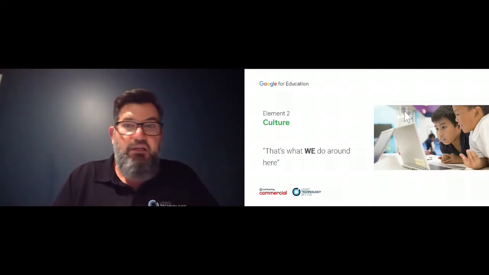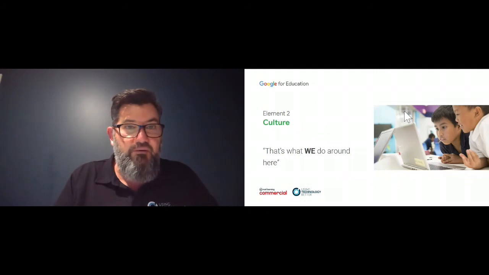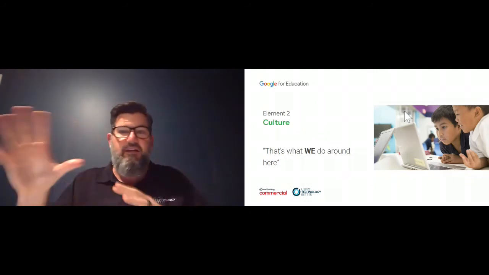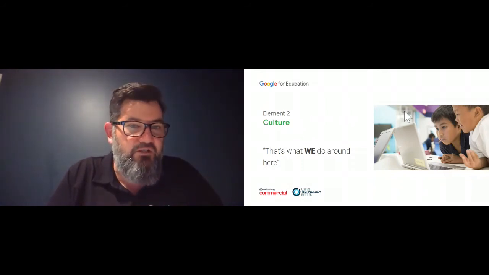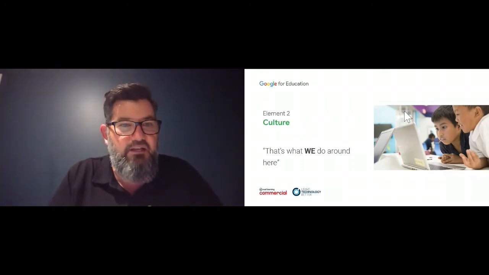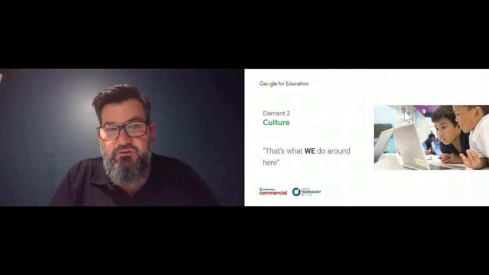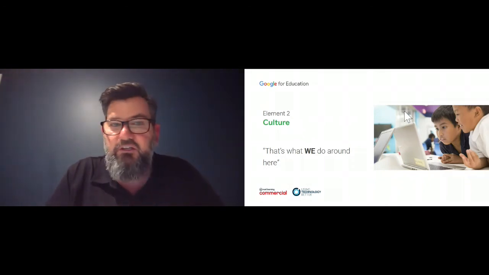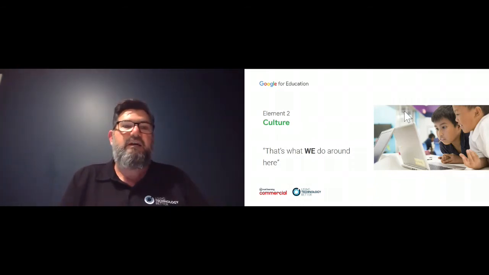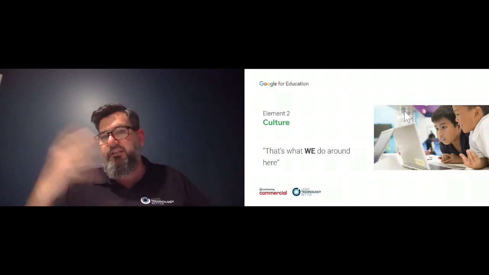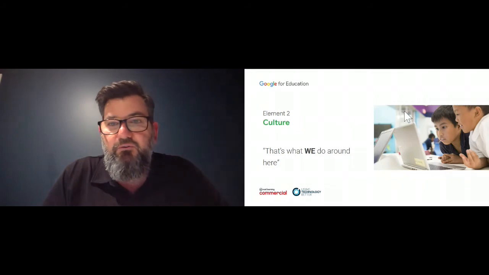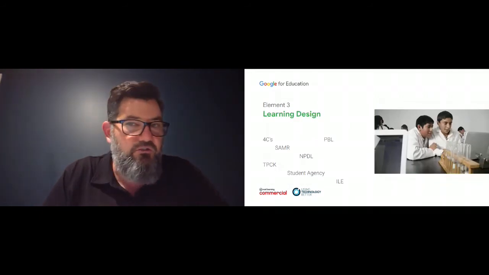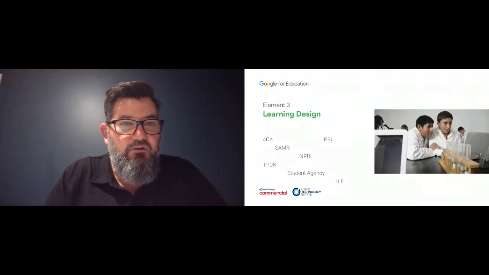So the next element around culture is learning design. And again, these aren't necessarily in order. We're just putting them up. But you've got so many different options. You've got the 4 C's, and some schools are down into the 6 C's now. You've got SAMR models. You've got TPACK models. You've got new pedagogies for deep learning. You've got project-based learning. You've got student agency. We've got innovative learning environments. We've got all sorts of things, blended learning. It's all happening, right? So we've got so many different ways that we can teach and students can learn, and we've got so many different ideas around that.